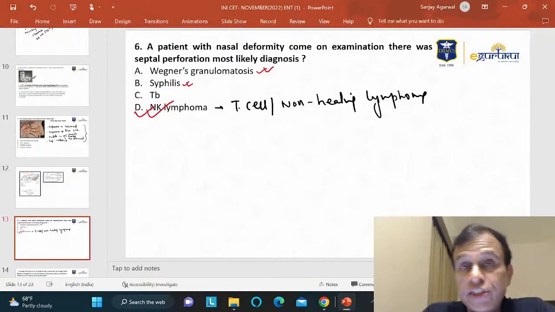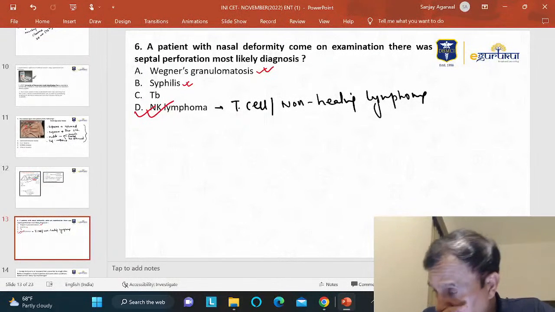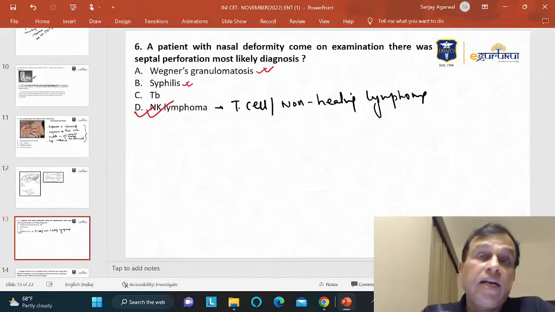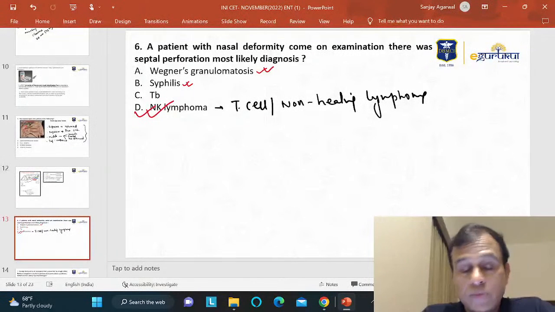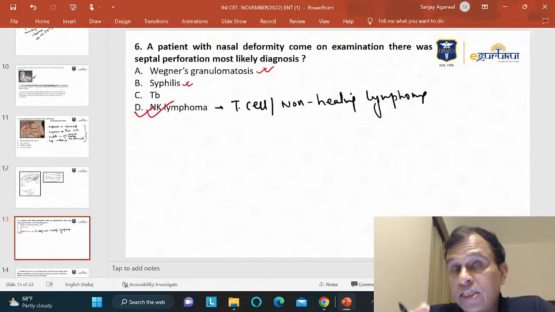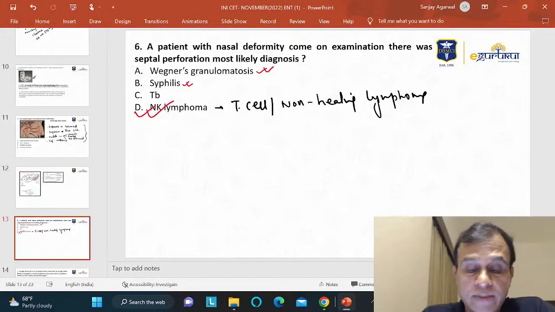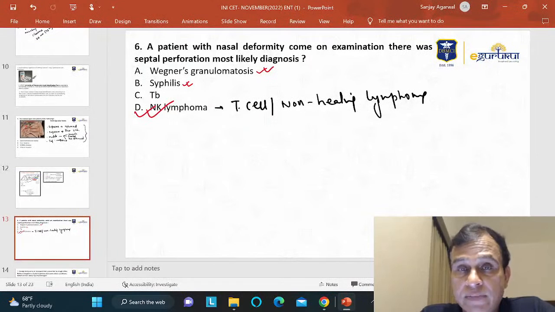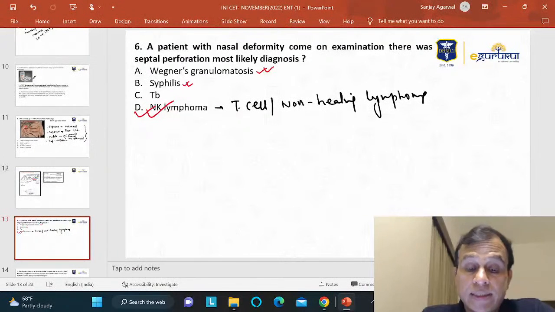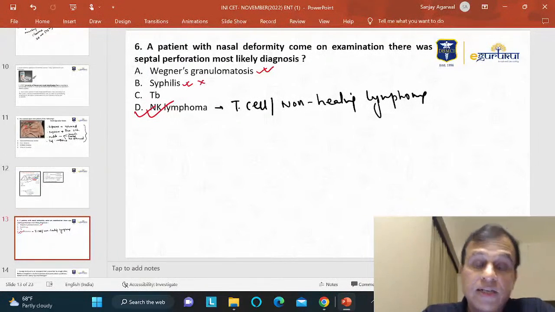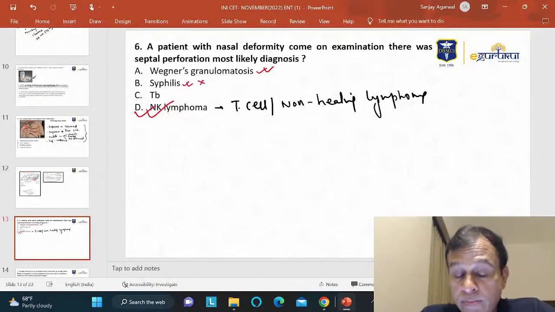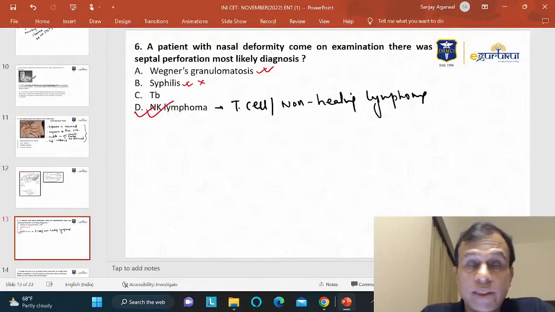Syphilis, the tertiary syphilis. Syphilis can be congenital, primary, secondary, tertiary. Tertiary syphilis may cause septal perforation, and if the perforation is very large, it may cause deformity like saddle nose. But for saddle nose, the septal perforation has to be really very big, and it happens at a very late stage, the tertiary stage. So most patients never reach that stage because they get treated in the meanwhile. That's why in most cases, syphilis cannot cause a deformity of the nose. It may cause septal perforation, but deformity is usually not seen.